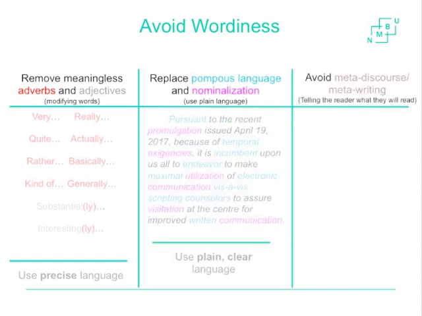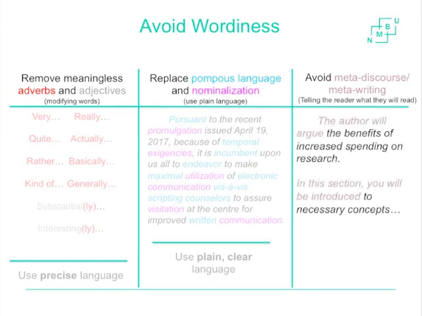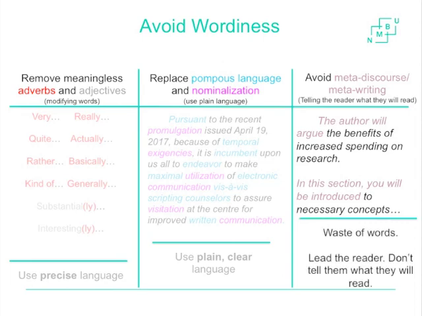Avoid meta-discourse or meta-writing, where you write about what you intend to write about. When you use statements such as, the author will argue for the benefits of increased spending on research, or, in this section you will be introduced to the necessary concepts, you are simply wasting words. The reader will know this section is about the benefits of increasing spending if you start the sentence with, the benefits of increased spending are. Lead the reader to your topics instead of telling them what they will be reading about.